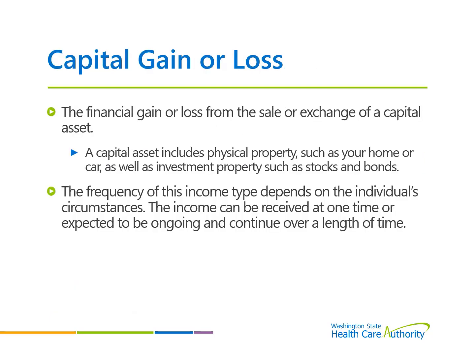Capital gain or loss. What is capital gain or loss? This is the financial gain or loss from the sale or exchange of a capital asset. Capital assets include physical properties such as your home or car, as well as investment properties such as stocks and bonds. The frequency of this income type depends on the individual's circumstances. The income can be received at one time or expected to be ongoing and continue over a length of time.